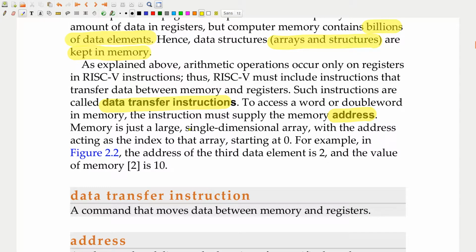Memory is just a large single-dimensional array. All this means is we can address memory just like it's a giant array, kind of like we saw earlier, where we're basically doing mem of 0, mem of 8. This is how we're going to be accessing things from memory. But there are instructions to do this for us, because this isn't the correct syntax that we would use.